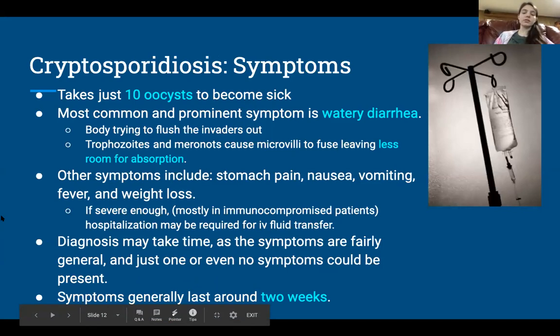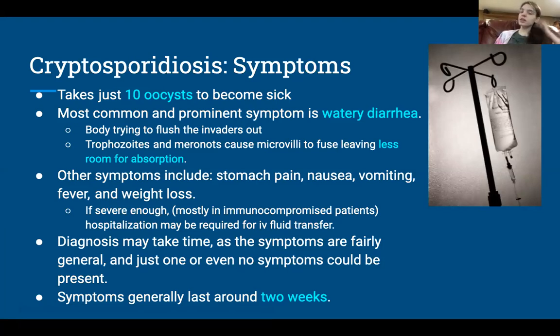And then for symptoms of cryptosporidiosis, it does take just 10 of the oocysts to become sick. So not very many, because it's easy to get that many at one time. But the most common symptom is watery diarrhea, which makes sense because it's the body trying to flush these invaders out. But then also because the trophozoites that are attached along the epithelial lining cause the microvilli to fuse, and that leaves way less room for absorption on the small intestines.